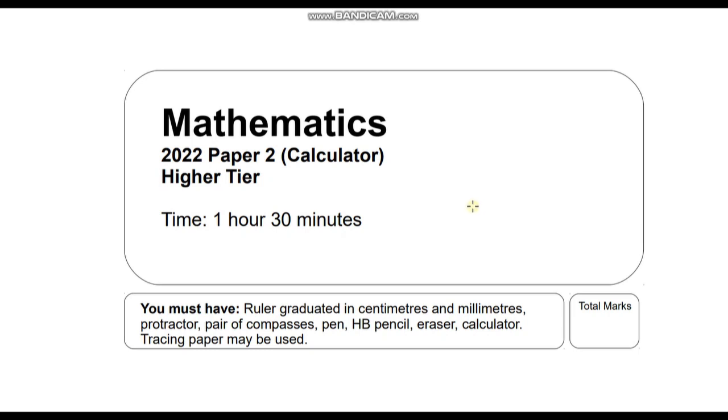Hello and welcome to another GCSE Maths walkthrough, and in this one we'll be looking at the higher tier paper, and it's going to be paper 2, which is a calculator paper, and then next weekend I'm going to be doing paper 3. So I've gone through all of the instructions in previous videos, so I'm not going to bother with any of those. So just going to crack straight on with the first question.